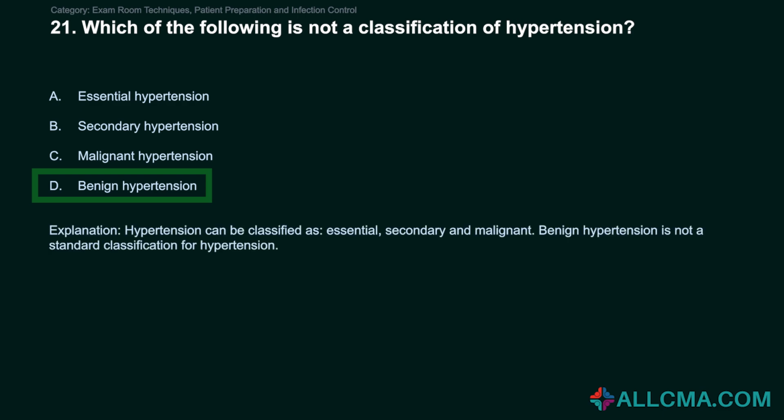Hypertension can be classified as essential, secondary, and malignant. Benign hypertension is not a standard classification for hypertension.